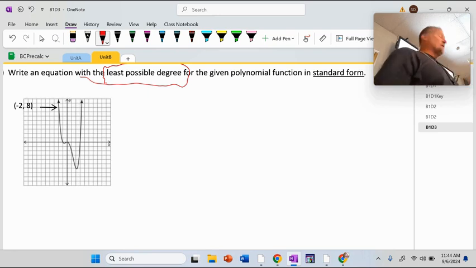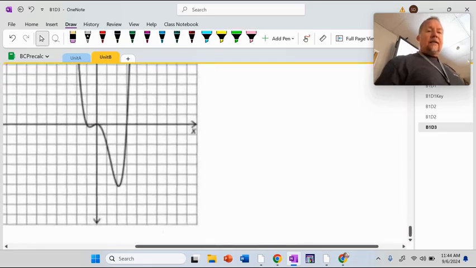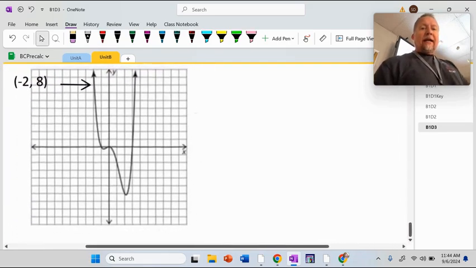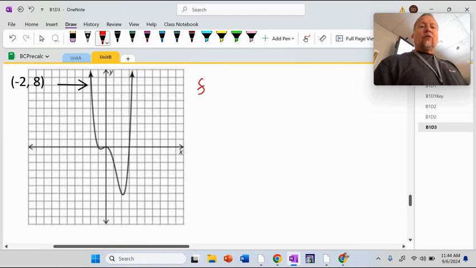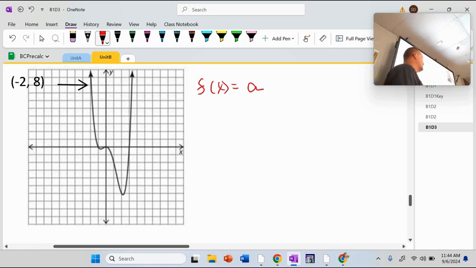Well, minimum, that's an x to the 4th, and I can see these zeros. So here's what I've got to do. I've got to put this general form here, f of x equals, I don't know what the leading coefficient is. Okay, so that's what we have to do first.